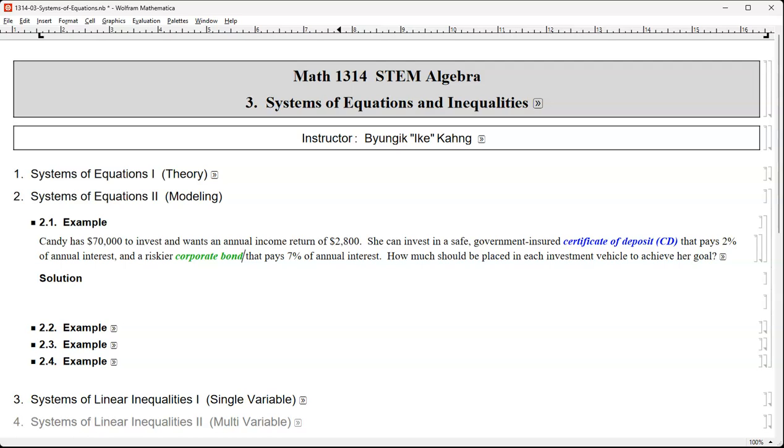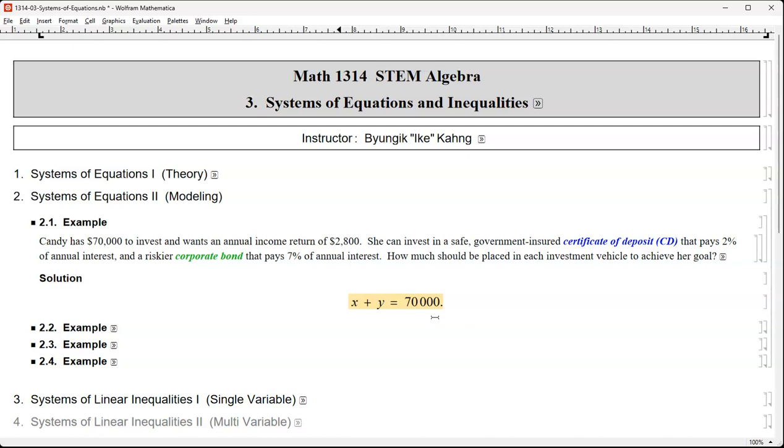X amount of money goes to the certificate of deposit, and Y amount of money goes to corporate bonds, and they total up to 70,000. That's how much Candy is investing, and she's not considering other investment vehicles here in this problem; they were all decided upon and only $70,000 is left. So we end up with this: X plus Y is 70,000.